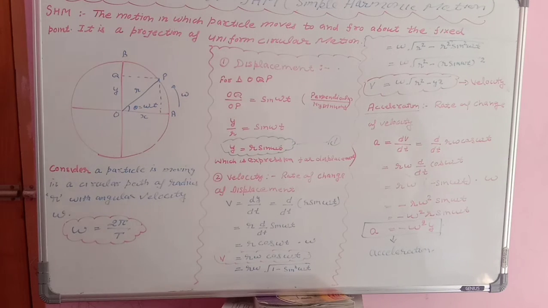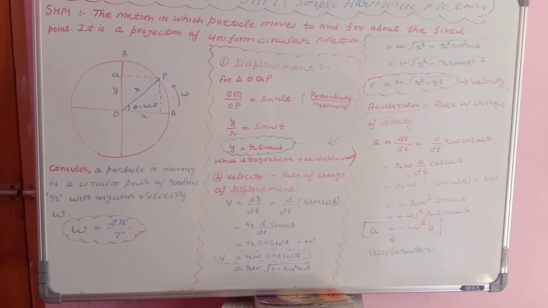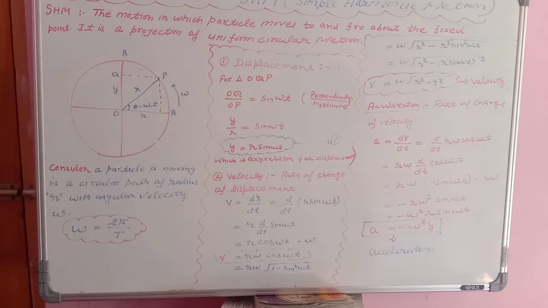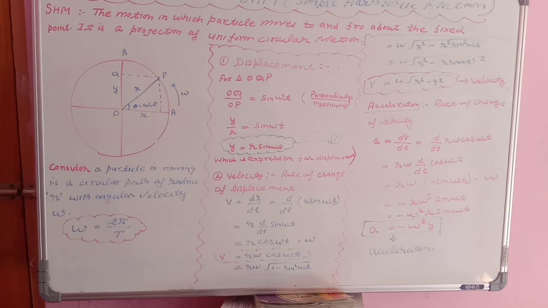So what is the value of y, students? It is r sine omega t, and y was our displacement. That is why this is equation number 1, and it is the expression for displacement.